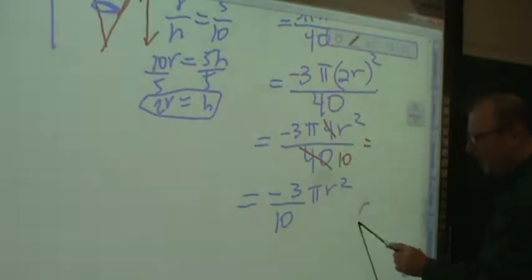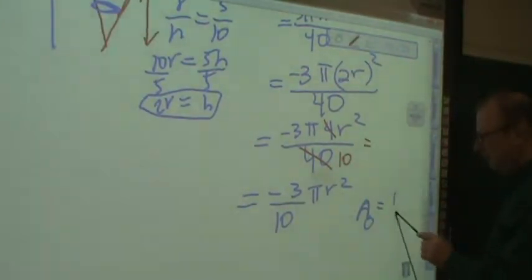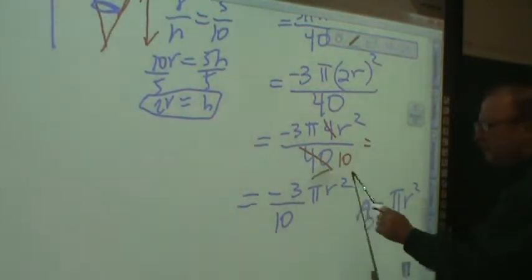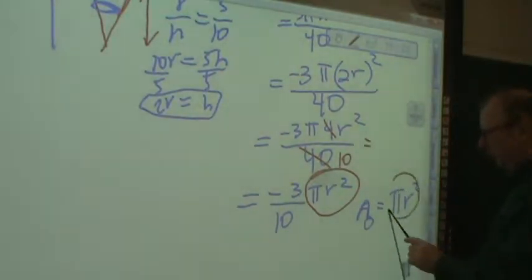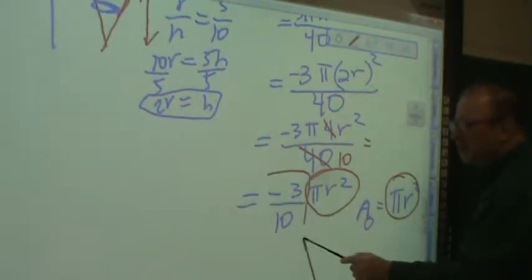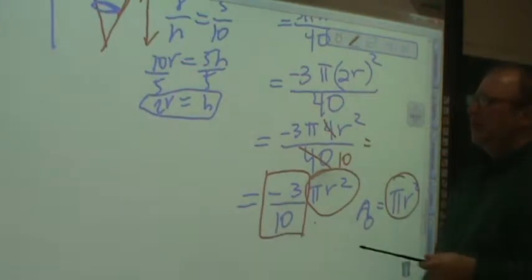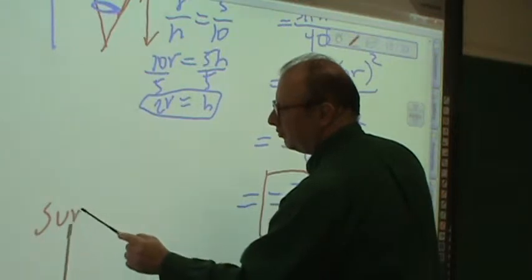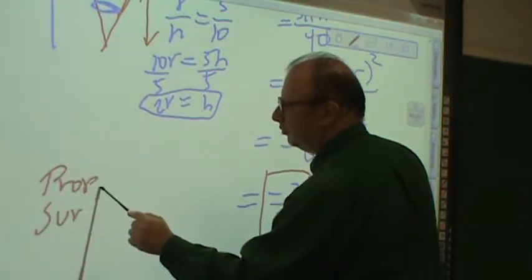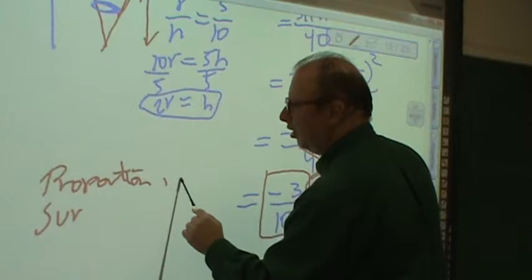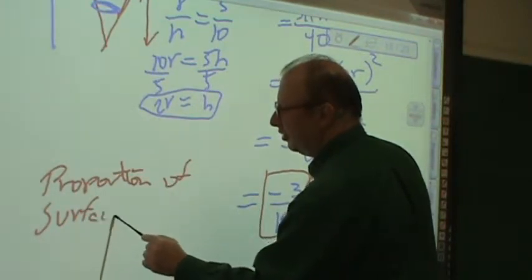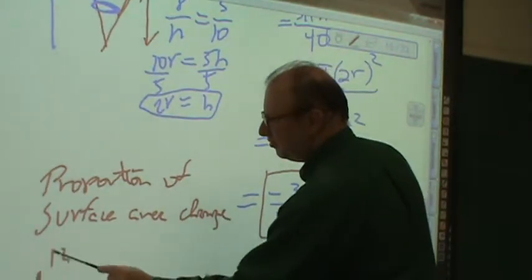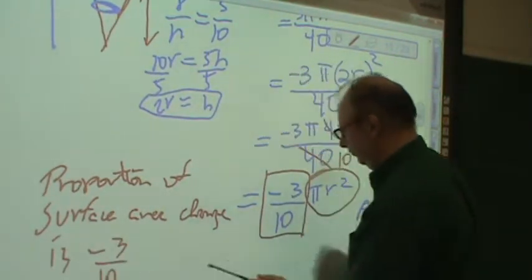Wait a second. Area of a circle is pi r squared. Look at that, pi r squared. Pi r squared. So how is the surface area being changed? Well, the proportion of surface area change is negative 3 over 10. There's your K.